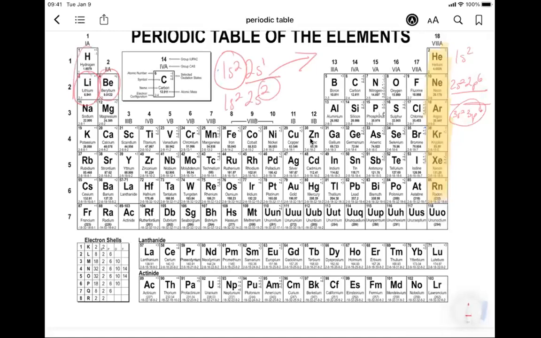So all of group 1, the only thing they have to do to have a stable configuration like group 18 is get rid of 1 electron. All of group 2 are going to have the same configuration, ns2, where n is equal to the period number. The entire group 2 have to get rid of 2 electrons in order to become stable.